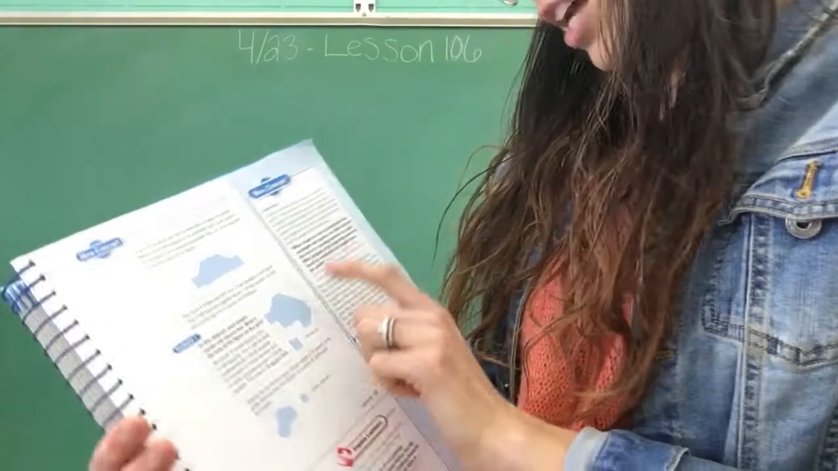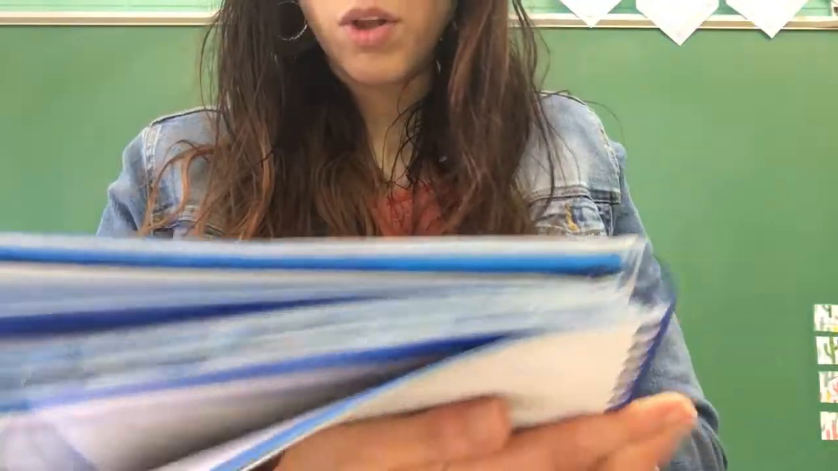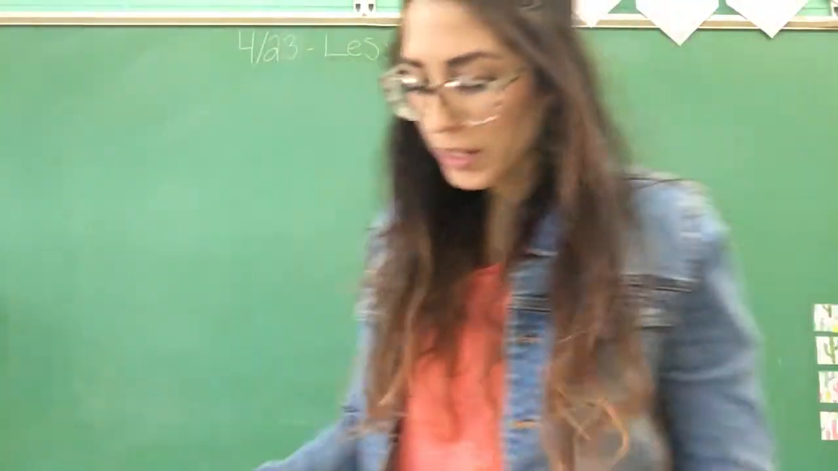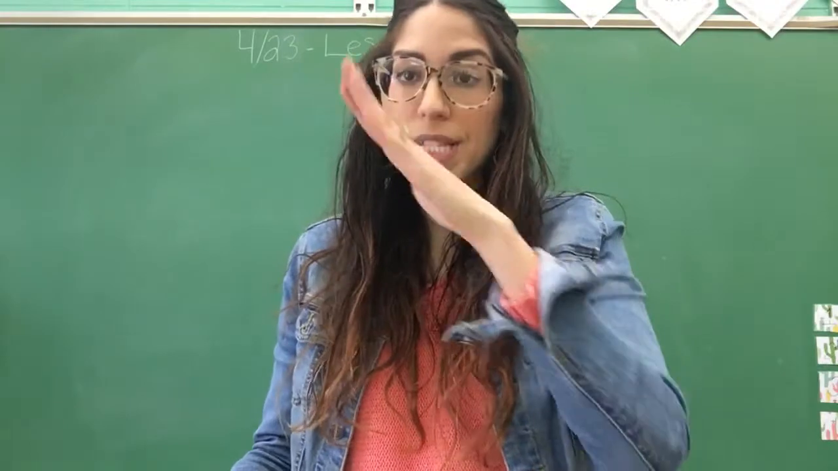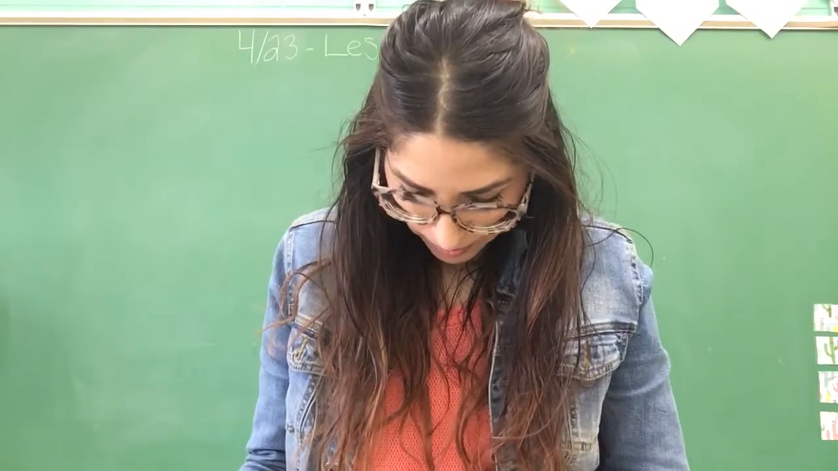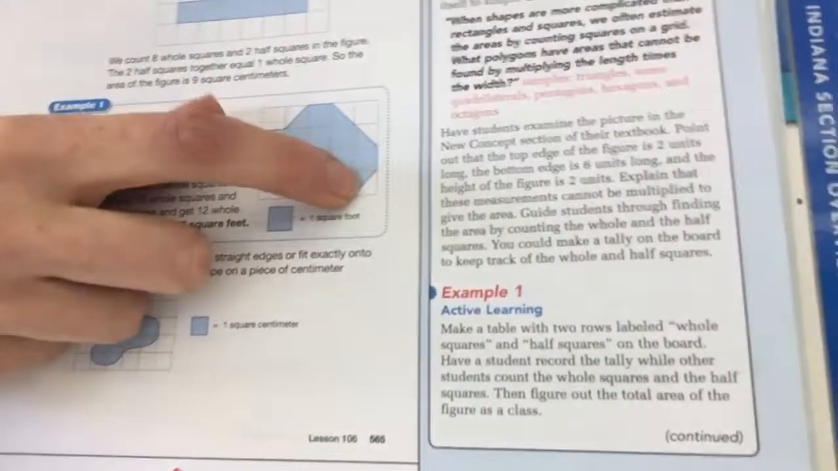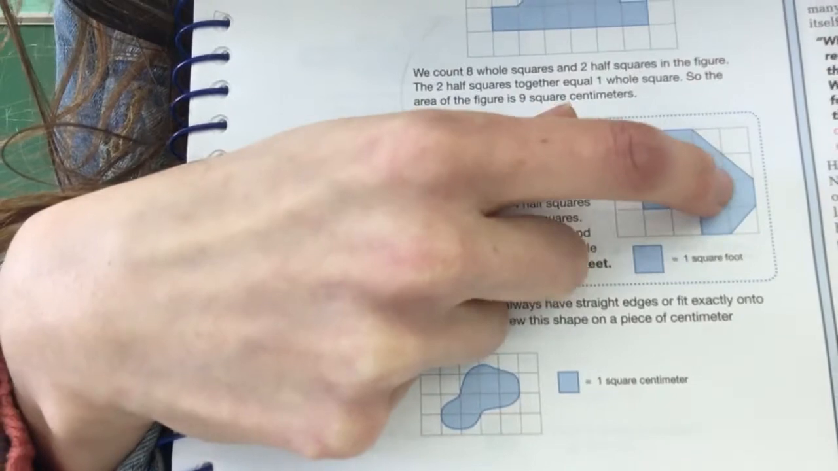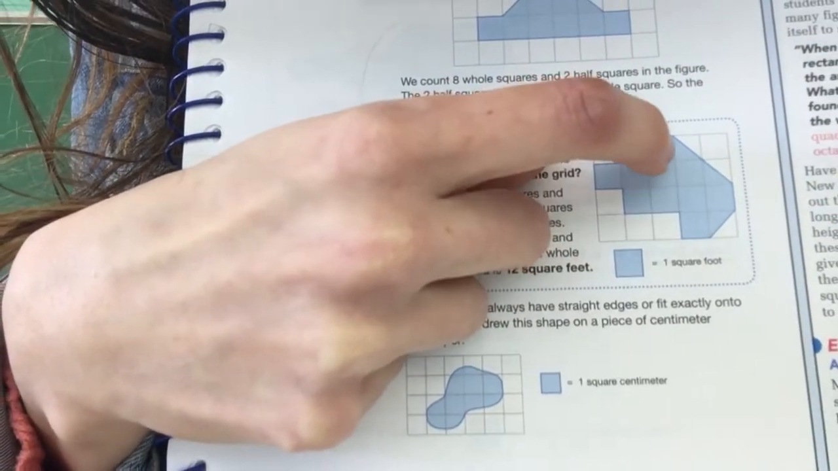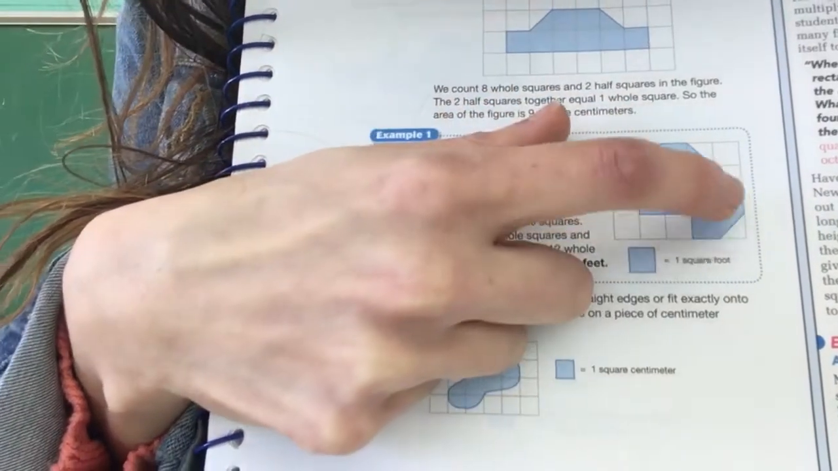Now, we have the 10 whole squares, and then how many half squares though? So look at your book really quick and count the half squares. So the ones that are in half, okay? The half squares. Okay, I counted my half squares. So we have that half square, that one, 2, 3, and 4. So 1, 2, 3, and 4. Those are the half squares, right?